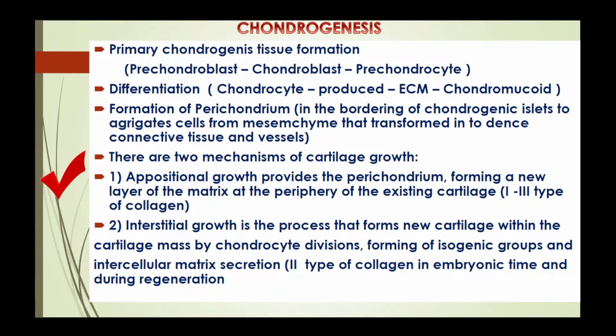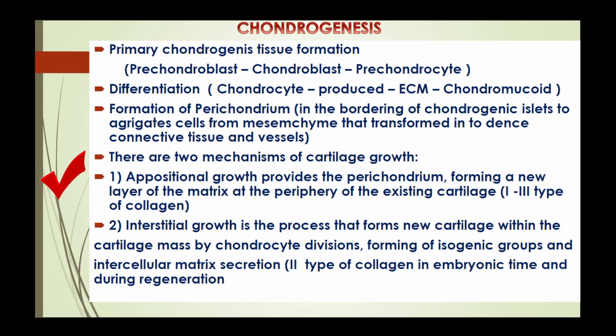What about chondrogenesis? A more detailed description. Primary chondrogenesis, tissue formation, starts with the prechondroblast. These are the cells which primarily appear from mesenchyme. Next stage is the chondroblast. Next, prechondrocyte. So this is a differon of chondrocyte cells, and the next cells will be chondrocytes as the differentiation, which produce extracellular matrix. The classical variant of the extracellular matrix in cartilage is named chondromucoid.